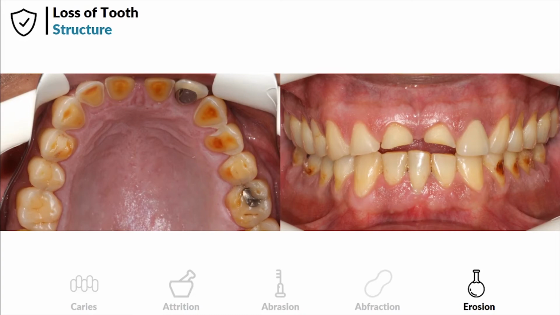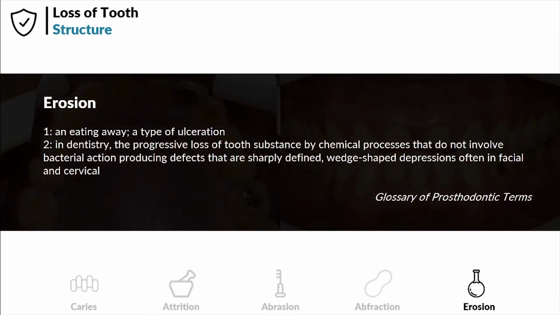So the last cause of tooth structure loss that we're going to talk about is erosion. So erosion in dentistry just describes the progressive loss of tooth substance by a chemical process. And most frequently this is going to be some type of acid.